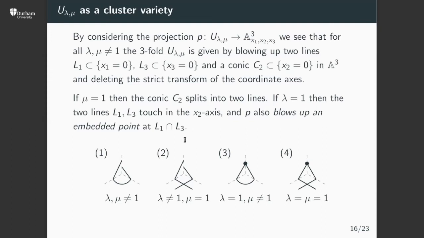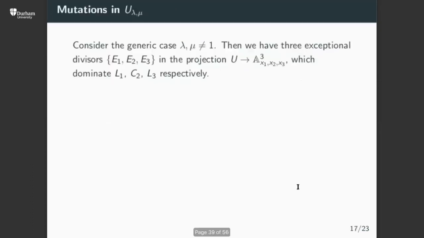So in general, a fiber you get by blowing up 2 lines and a conic. But when one of these parameters becomes 1, I have to blow up 4 lines, the 4 lines given here. In case 3, I have to blow up 2 lines, a conic, and a point, the point where those 2 lines meet. And then in the worst case, case 4, I have to blow up a point and 4 lines, the 4 lines drawn in the picture.